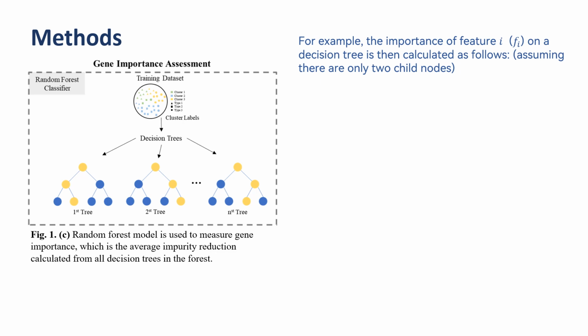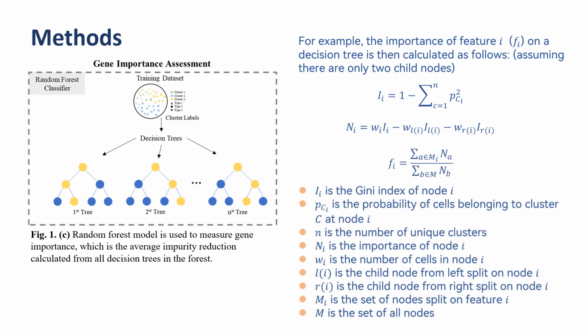For example, the importance of feature i on a decision tree is calculated as follows. Assuming there are only two child nodes, first we calculate the gene index of node i and child nodes. The importance of node Ni is calculated based on the number of samples Wi and the gene index of the node. Then we determine the importance of feature i, Fi, on the decision tree using the set of nodes Mi, which split on feature i, and the set of all nodes M. Finally, the overall feature importance is obtained by averaging the importance values from all trees.